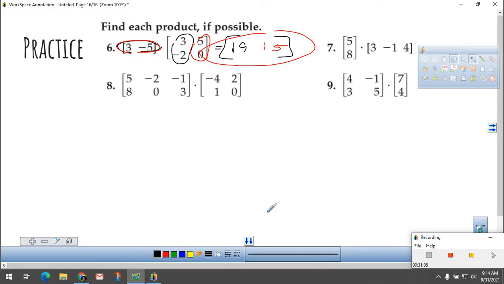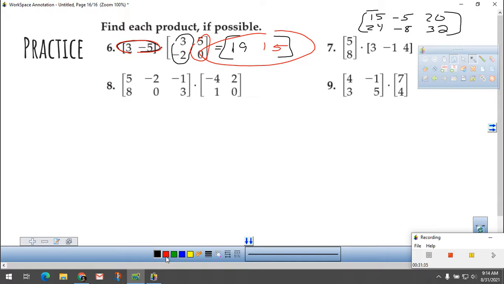Alright, for number 7, looks like this is a 2 by 1 times a 1 by 3, so you can multiply. Row times column, remember, so the only row is 5, so it's going to be 5 times 3 is 15, and then 5 times negative 1 is negative 5, and then 5 times 4 is 20, and then 8 times 3 is 24, and then 8 times negative 1 is negative 8, and then 8 times 4 is 32. So there would be our matrix for 7.